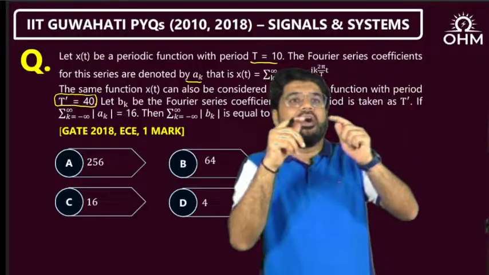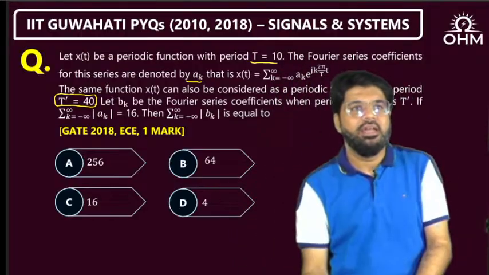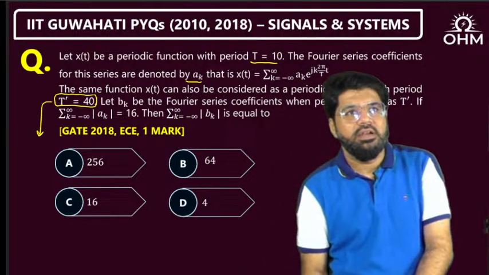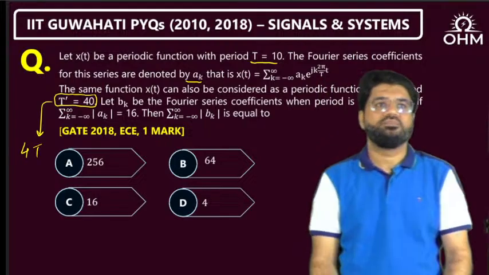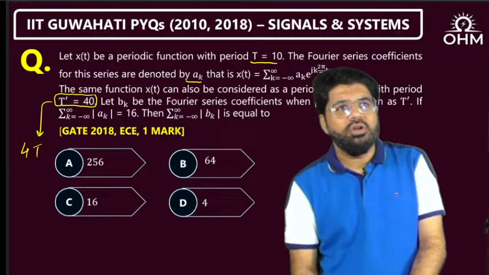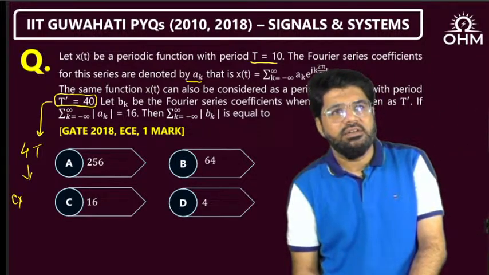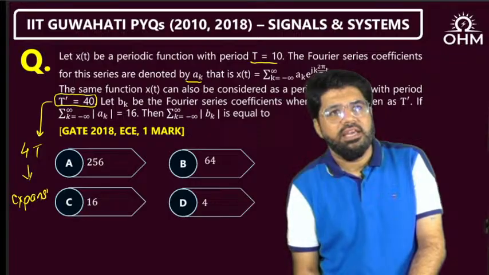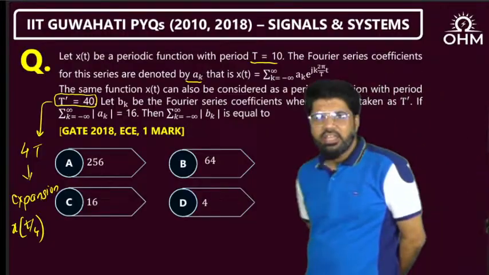So if they are telling that consider the same function, the waveform should be the same, but now consider it having a period of 40. This is 4 times T. 4 times T means expansion has occurred, and you can represent this new function also as x(t/4).